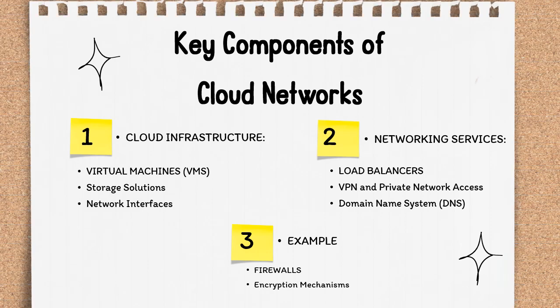Next is, what are the key components of a cloud network? Key components are basically cloud infrastructure and networking services, and there are several examples of those. First we will see what cloud infrastructure is. Cloud infrastructure basically consists of virtual machines, storage solutions, and network interfaces.